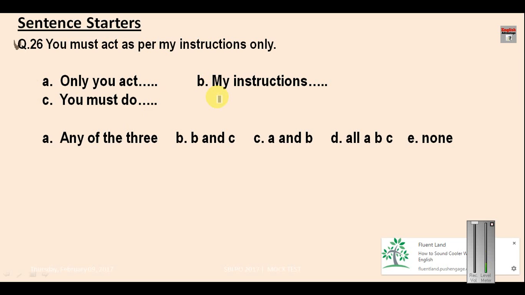You must act as per my instructions. So you can also say that my instructions must be carried out by you. So this can be the starter, or you can also say you must do my instructions properly. You can say like this also, but this will be wrong. Only "you act", this will be wrong. I think B and C can be the starter. So here your answer will be B and C.